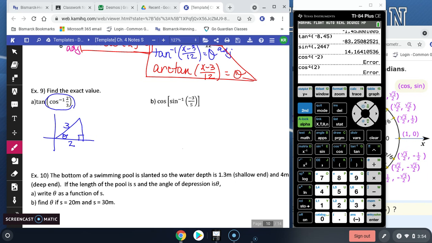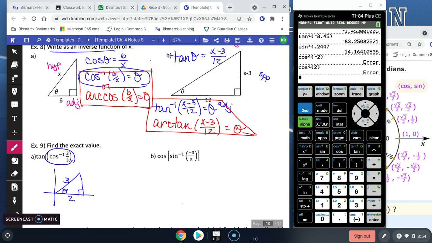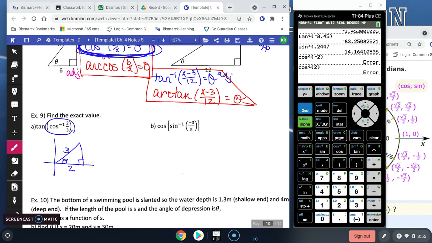Now, if we go back up here, to this statement right here, you have inverse cosine of 6 over x equals theta. Theta is an angle measure. So this statement right here, inverse cosine of 2/3, is describing theta. What we're really looking for is tangent of theta using this triangle.